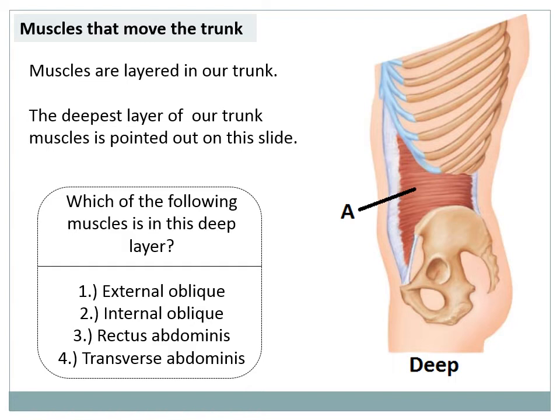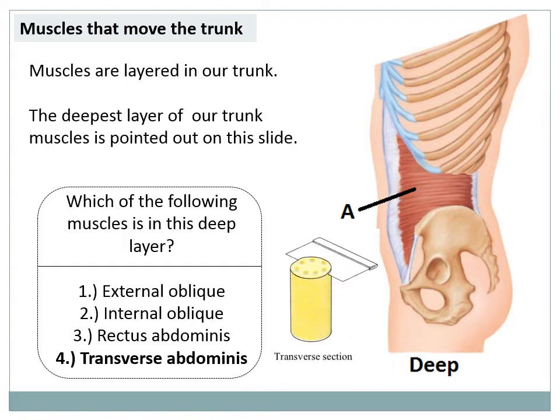All right, so hopefully when you look at A, it reminds you of a certain type of cut. If you remember a section, it was called the transverse section. So this is the transverse abdominis. The reason why this is called the transverse abdominis is because it's just like a transverse cut. If you were to cut something transversely, it would run on the same plane that this muscle runs. So you have your transverse abdominis in the deepest layer of your trunk.